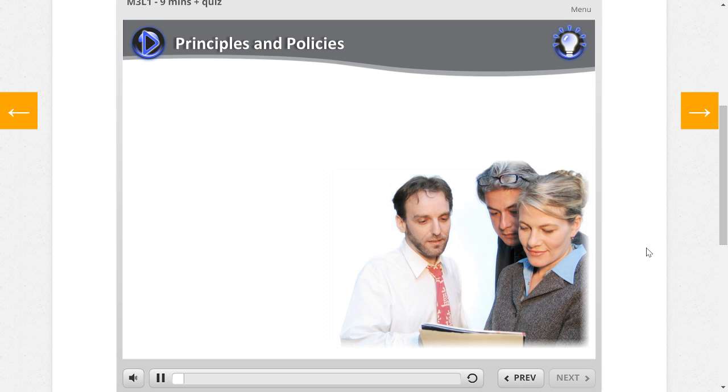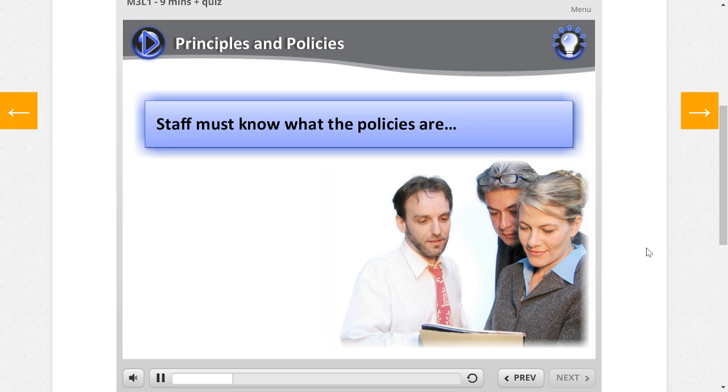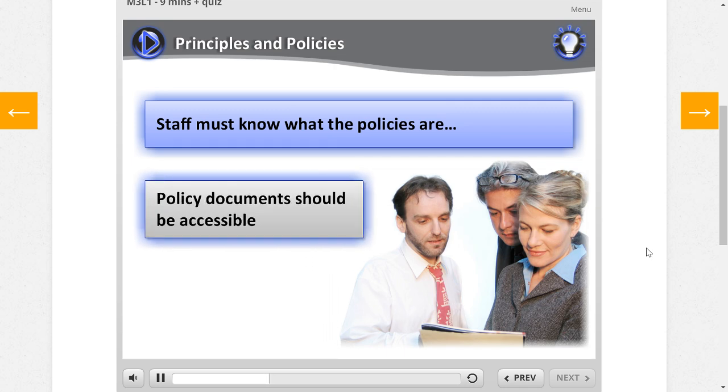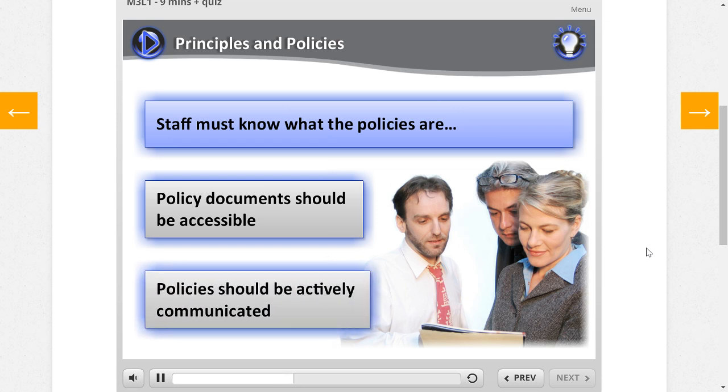If policies are to be complied with, then of course everyone in the enterprise must be aware of them. There are several aspects to this. Staff should know where to find copies of the policies, and it should be easy for them to access. Modern technology provides a number of ways of doing this. The enterprise should actively communicate policies to staff. Simply making them available will not be effective.